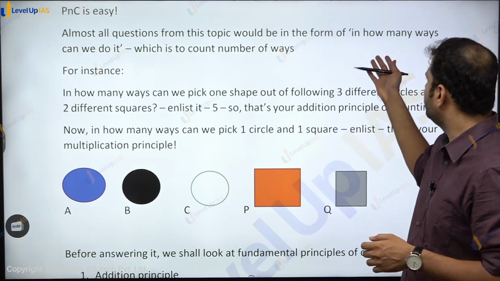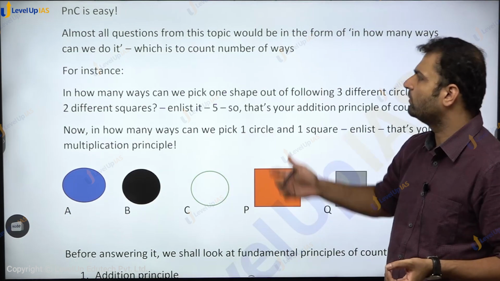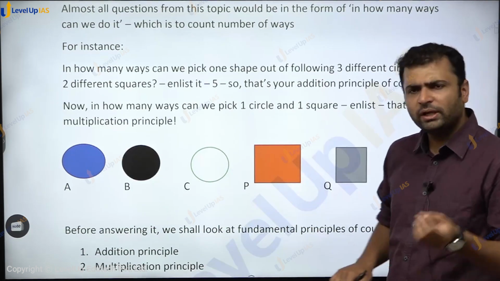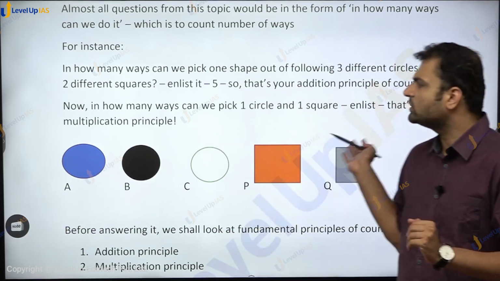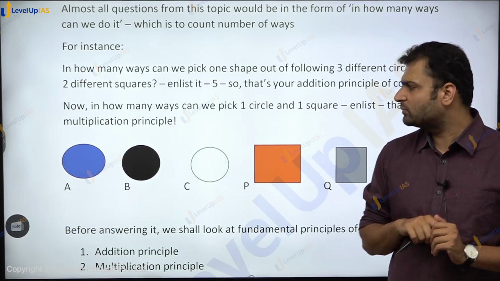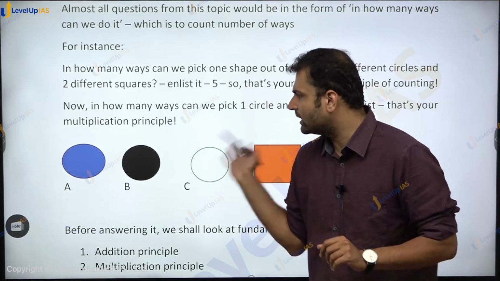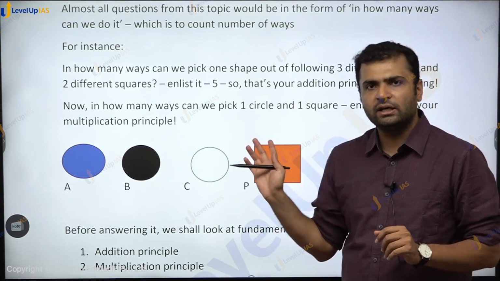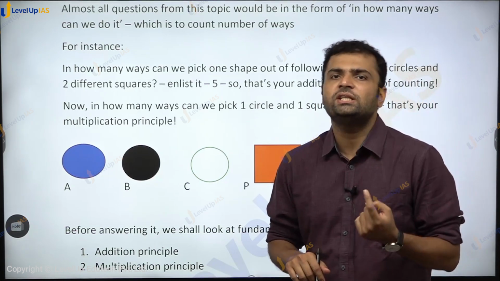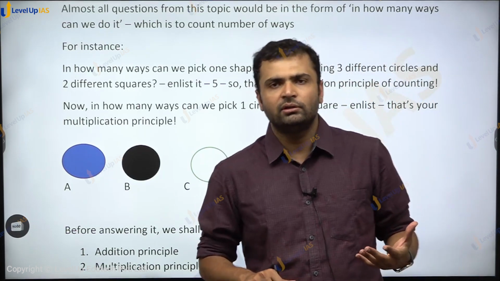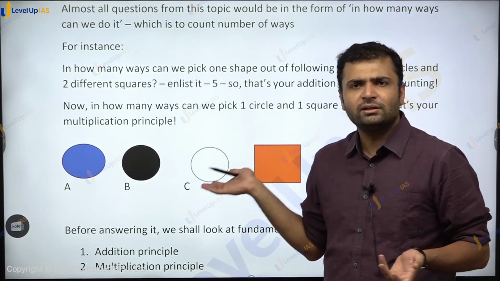Typically questions are in the form, in how many ways can we do it, which is to count just numbers, count the number of ways. So let us begin at the very basics. If we have these shapes, there are three circles, 2 quadrilaterals or squares, and they are differently colored, so they are different. In how many ways can we pick one shape out of these 5? 5 shapes are there, so there are 5 ways.